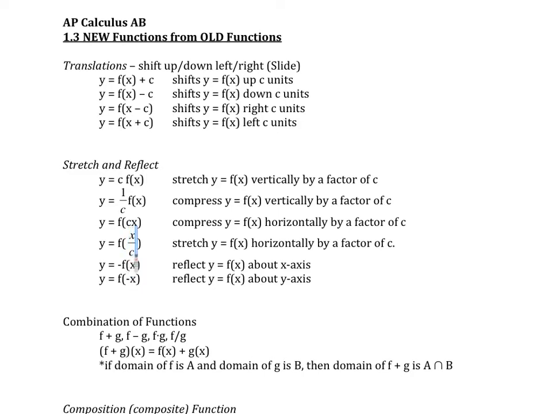If I put it on the inside and multiply the x by it, this affects it horizontally now, but if I multiply, it compresses horizontally. If I divide, it's going to stretch it horizontally by that factor of c. And then this one you guys are familiar with. If I put the negative out in front, it's going to reflect it about the x-axis. And if I put the negative on the inside, it's going to reflect it about the y-axis.